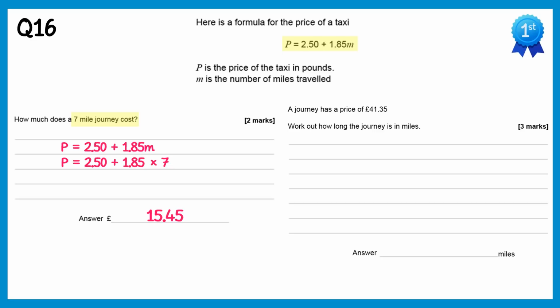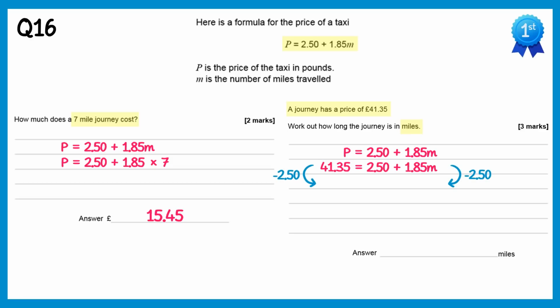For the next part, we're told the price of the journey, and we want to know how many miles long it is. So we write the formula out again, but this time change p for the price. We now need to try and find m. To do this, take away £2.50 from both sides.